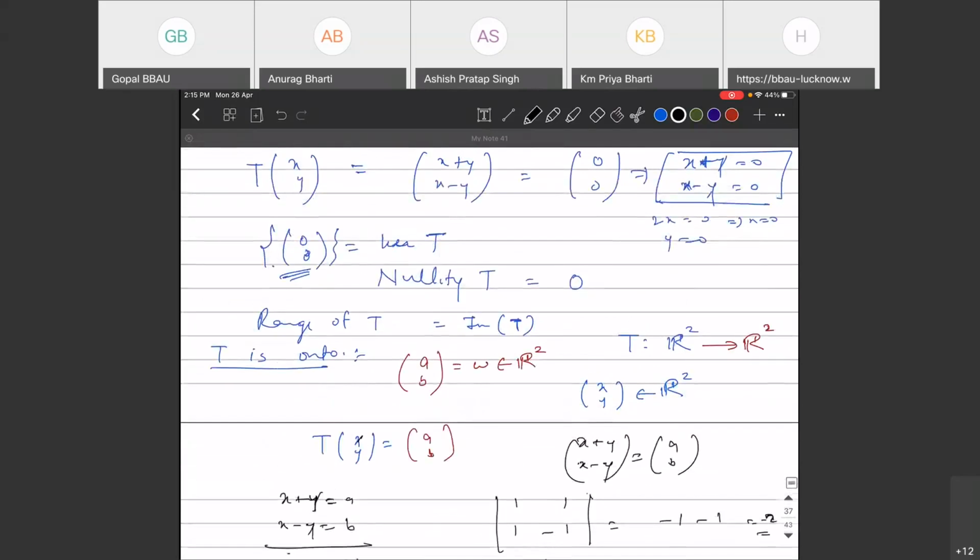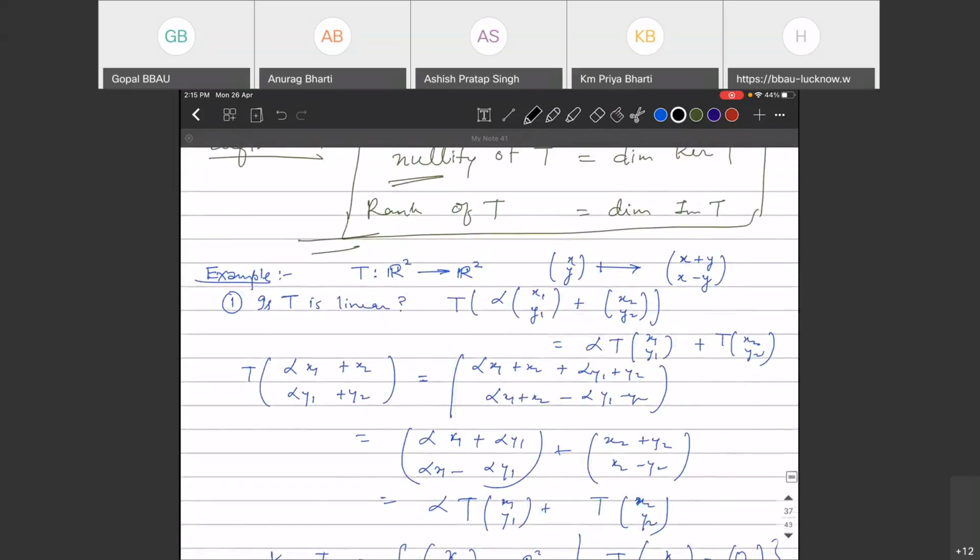See, in this case, this T is a function from R2 to R2. This is a linear transformation. This is a surjective linear transformation. My question is, what is the image of T or range of T? Both are the same thing. What is the range of T? T of V where V belongs to R2. T, what is V? V is (x, y), an element of the domain.